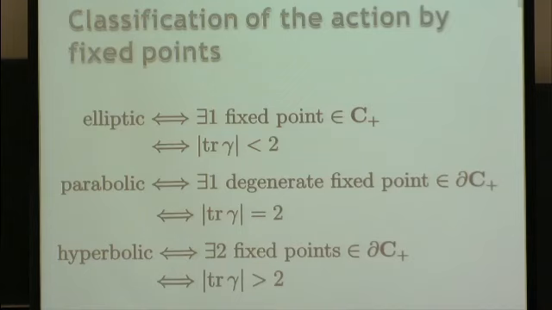The matrix gamma is said to be hyperbolic if you have two different fixed points on the boundary. If these two points degenerate to one point, it's called parabolic. And if you have one fixed point in the upper half plane and one point in the lower half plane, it's called elliptic.